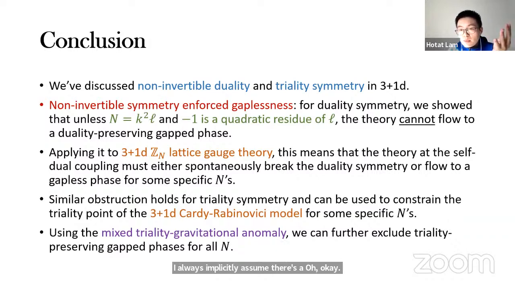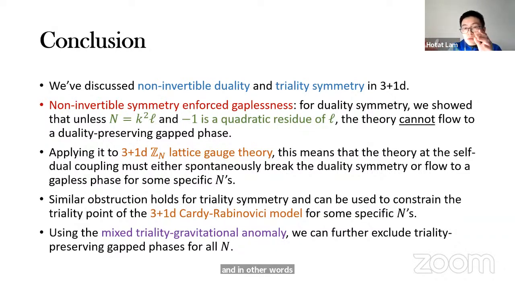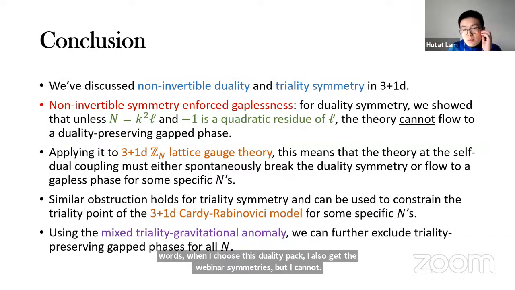And one reason why they come in the package is that when I define the duality symmetry, one way to define them is that I want the theory to be invariant under gauging a Zn vacuum symmetry. So I already assume the existence of Zn vacuum symmetry. In other words, when I fuse this duality defect, I also get Zn vacuum symmetries. So I cannot untangle the Zn vacuum symmetry from the duality symmetries.